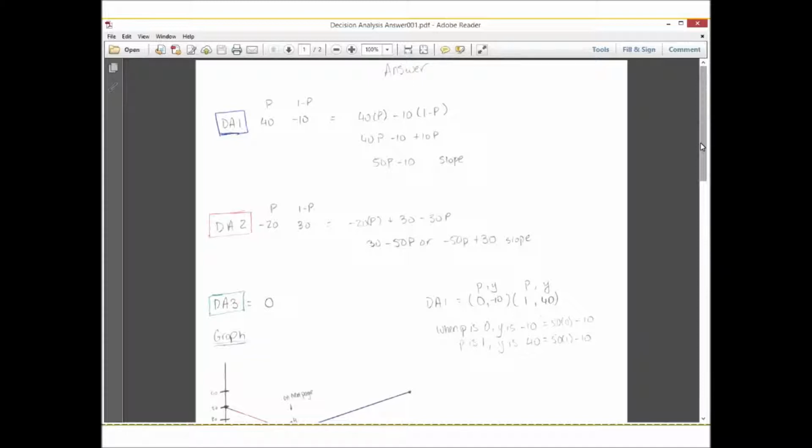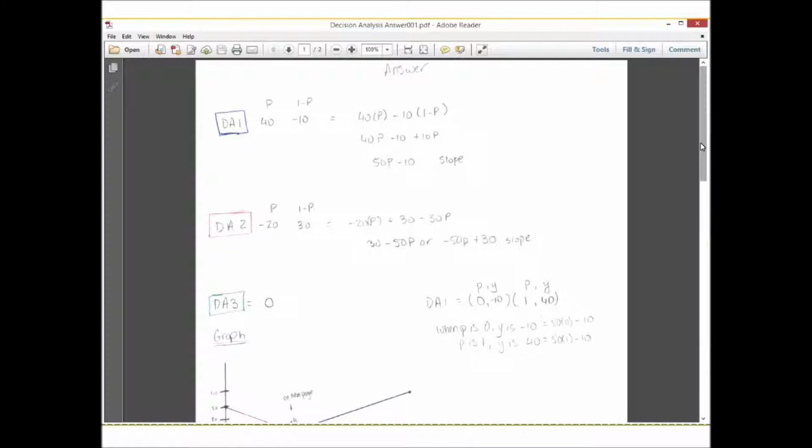So you expand the brackets. 40 times P minus 10 times 1 minus P. 40P minus 10 plus 10P, because a negative 10 and a negative P gives you a positive 10P. Then you group like terms, you get 50P minus 10.